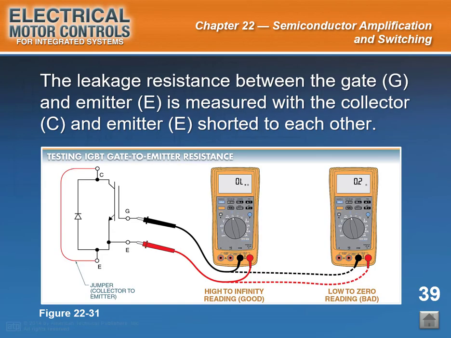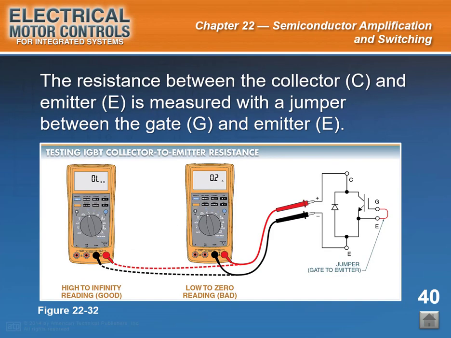Slide caption, the leakage resistance between the gate, G, and emitter, E, is measured with the collector, C, and emitter, E, shorted to each other on an IGBT. See figure 22-31. When a digital multimeter, DMM, is used, the internal battery voltage should be verified to be less than 20 volts. A high voltage can damage the IGBT. The resistance reading for an IGBT in good condition ranges from several megohms to infinity. The IGBT is considered defective if the resistance between the gate and emitter is very low. End of slide 39. Start of slide 40.